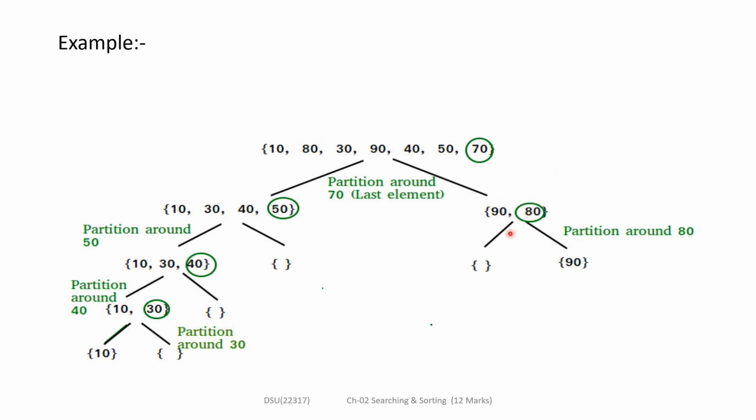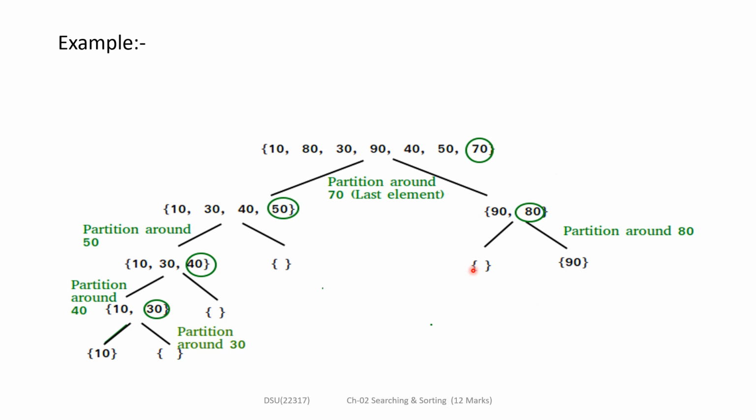Now we will see this. The elements which are greater than 70 are 90 and 80. So 80 is our pivot point, and 90 is greater than 80. That's why on the right side there is one element, and on the left side there is an empty array.